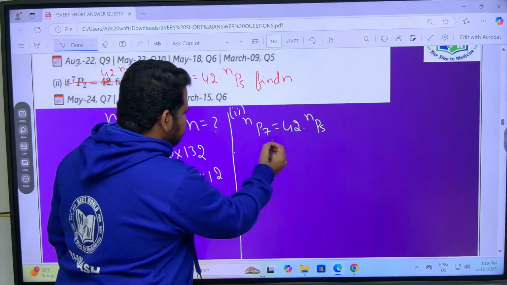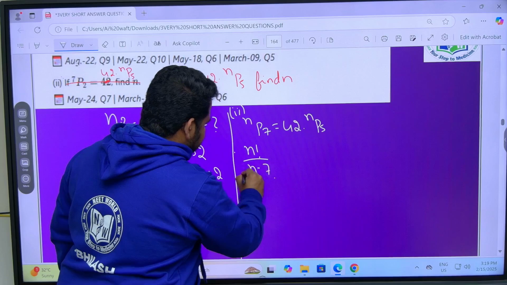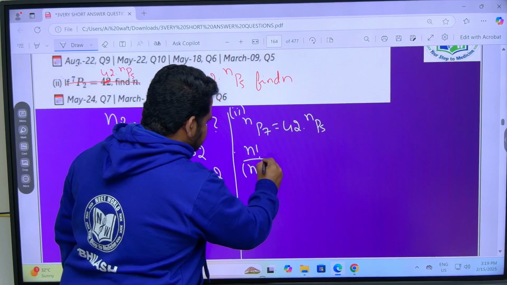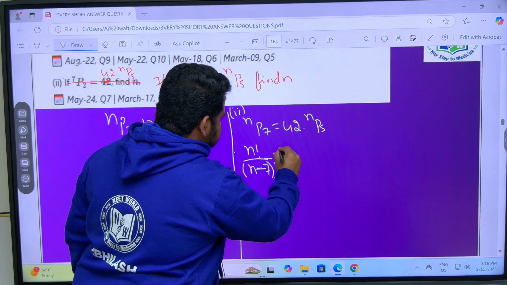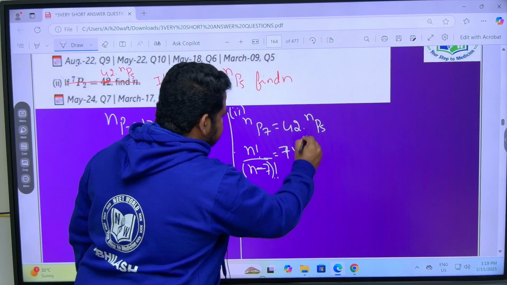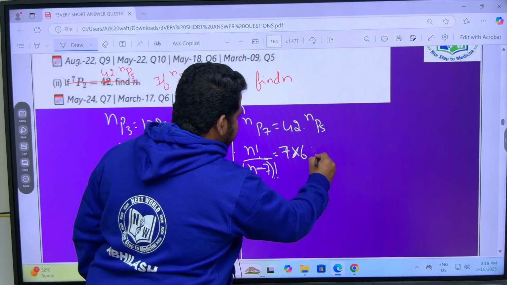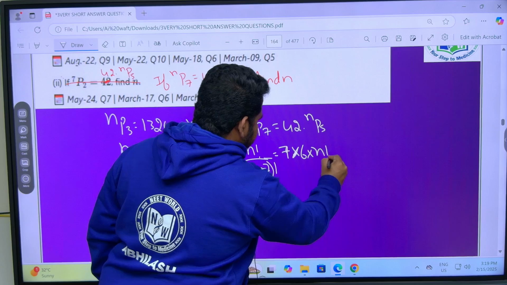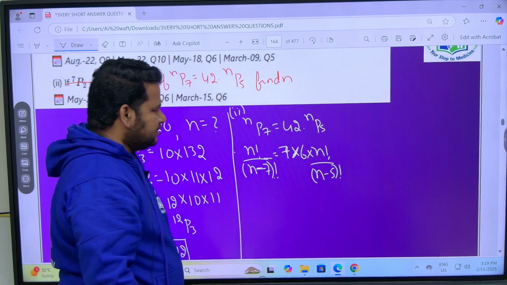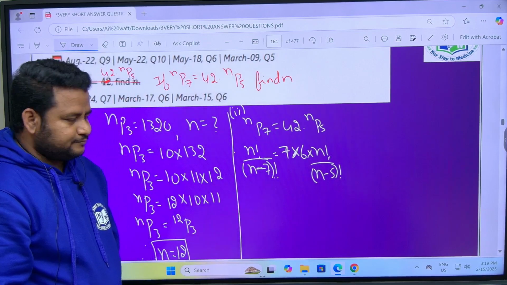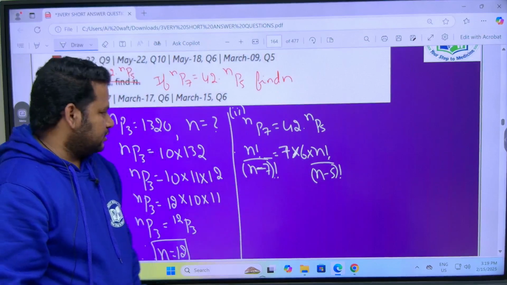So further solving this, I can write it as n factorial by n minus 7 factorial. That is what? n factorial by n minus r factorial. Okay, is equal to 42. 42 can be written as 7 into 6. Okay, nP5 can be written as n factorial by n minus 5 factorial. Got it, friends?